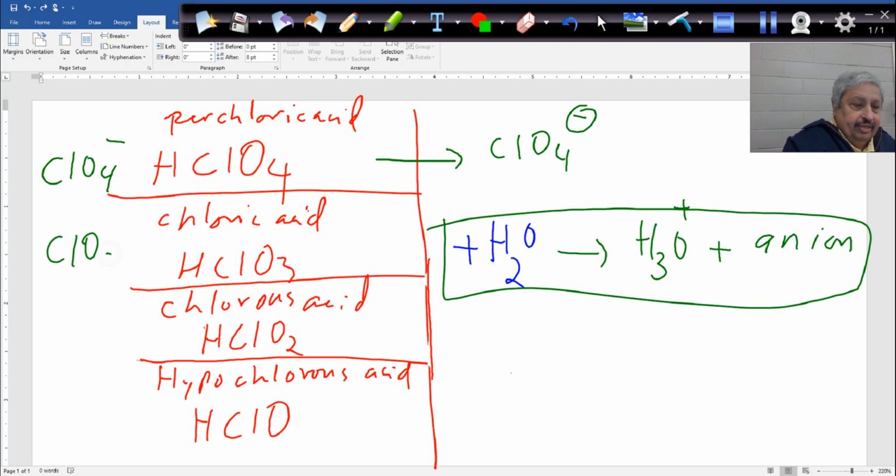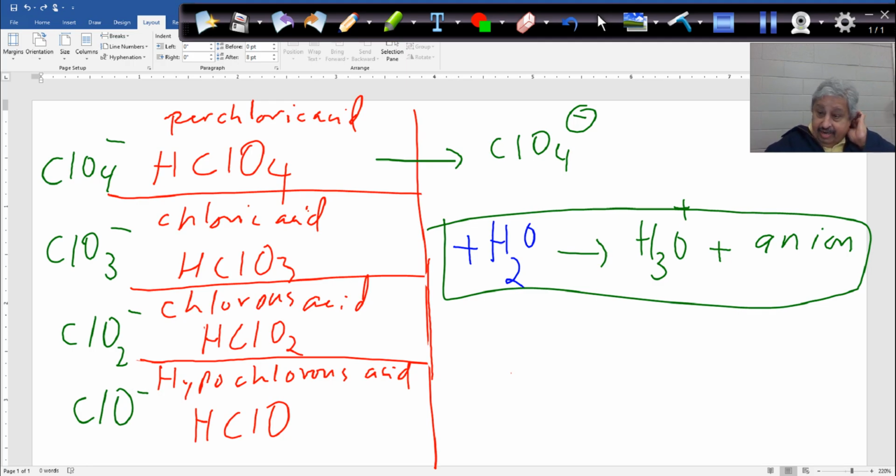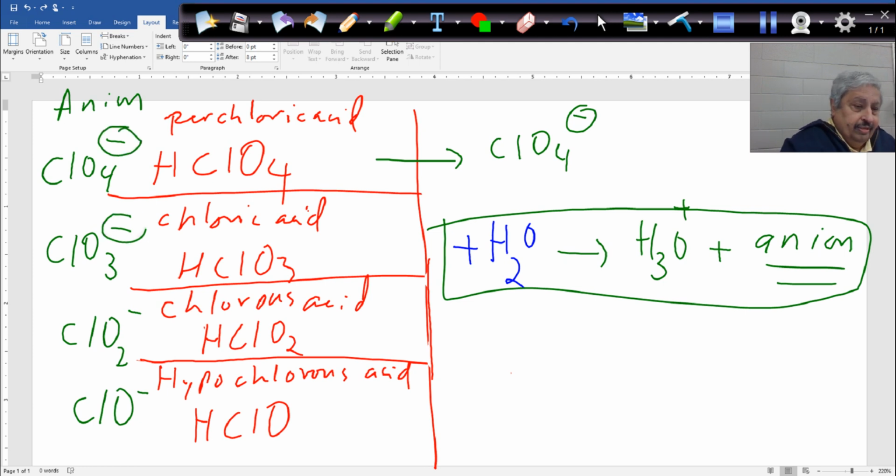And this is ClO3 minus, this ClO2 minus, this ClO minus. Correct, guys? So this is the anion here. All of those are anions: negative, negative, negative, negative. Now, how do we name this? Well, let's look at this.